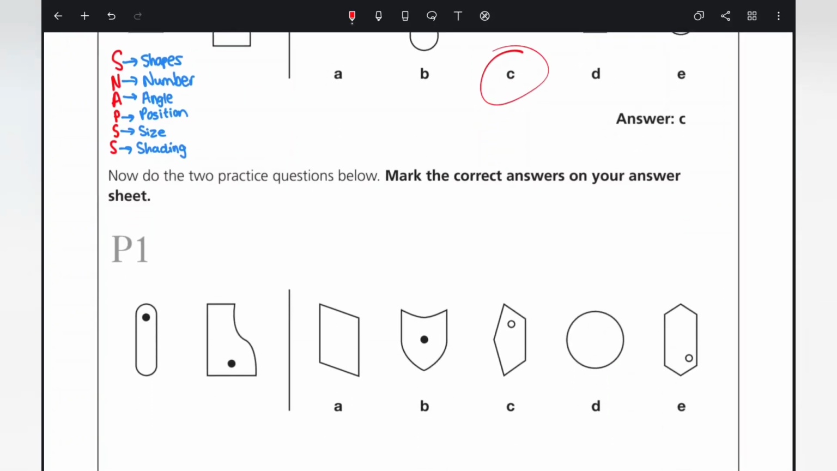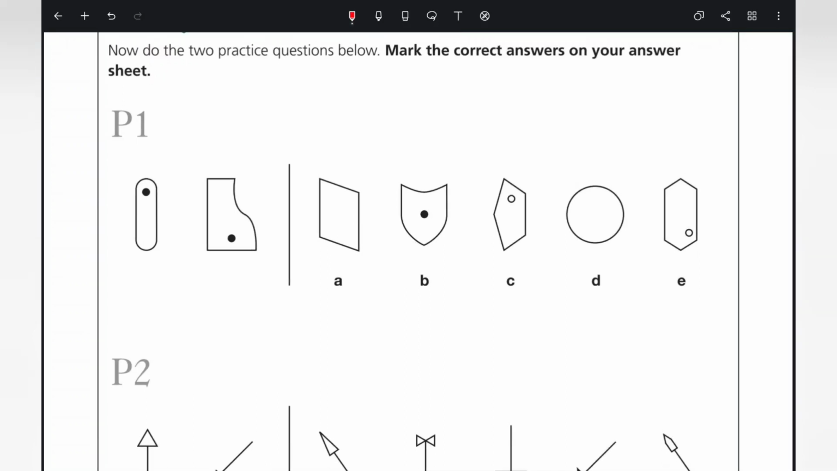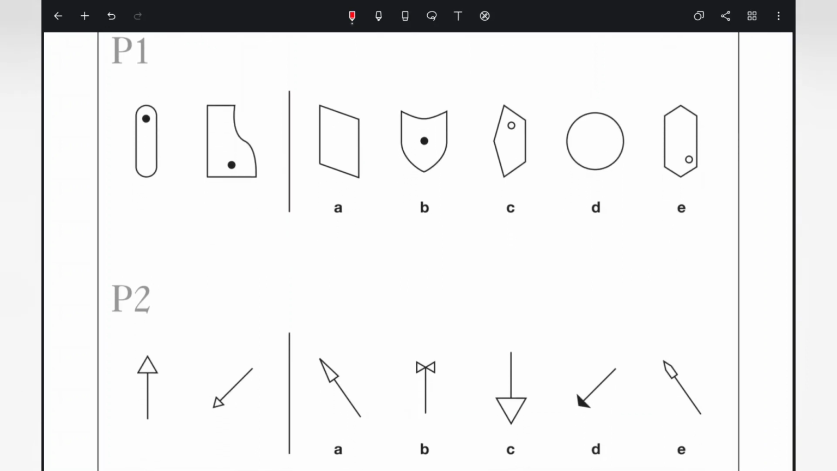So let's have a go at some practice questions. We'll answer P1 and P2. Now do the 2 practice questions below. Mark the correct answers on your answer sheet. What you can do is pause the video, have a go at answering P1 and P2. And remember, follow the acronym SNAPS. If you follow SNAPS, you should be able to answer this correctly.